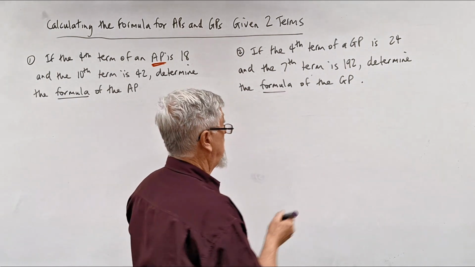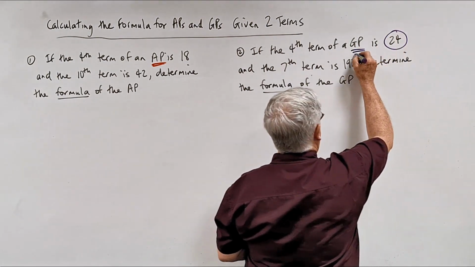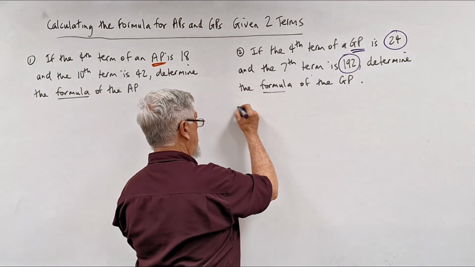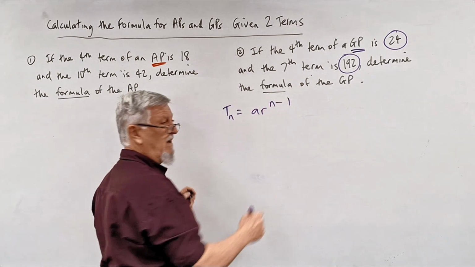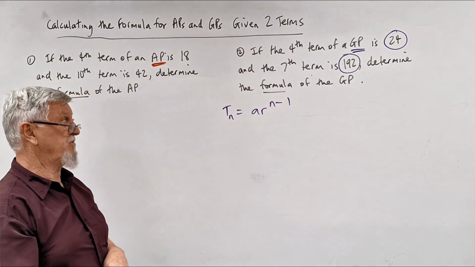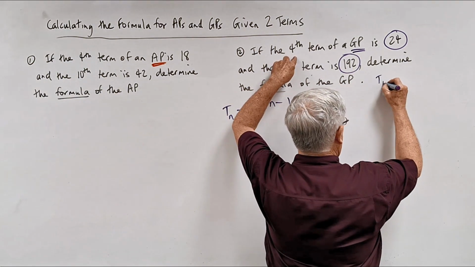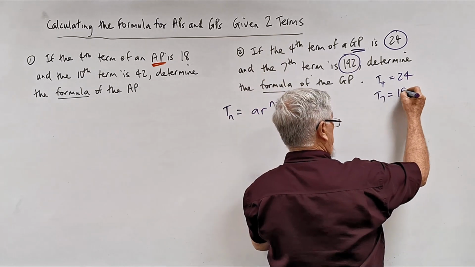Talk about GPs. What are we talking about? We've got a GP, we know that we've got a 24, and we know we've got 192. The formula for the terms of a GP is AR to the n minus 1. Fairly simplistic really, but can get tricky. So what do we know? We know that the fourth term is 24, and we know that the seventh term is 192.